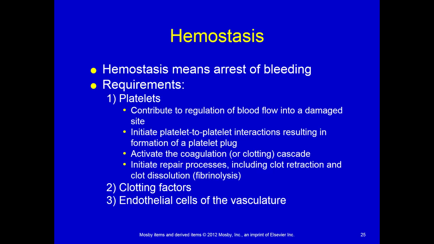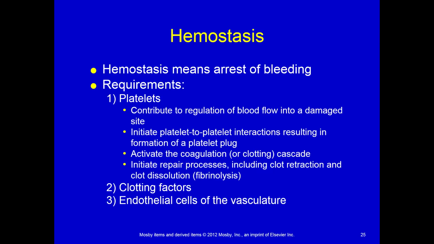I really don't want to bleed out and hemorrhage from a paper cut. Okay? Doesn't seem very efficient to me to worry about having to bleed out from a paper cut, and that is because of hemostasis, right? So it's a good thing. So what are the requirements for hemostasis? So obviously platelets, hopefully that's pretty self-explanatory, clotting factors, and endothelial cells of the vasculature.